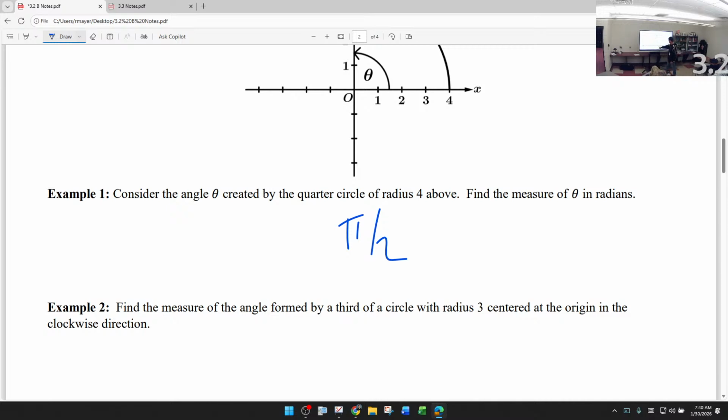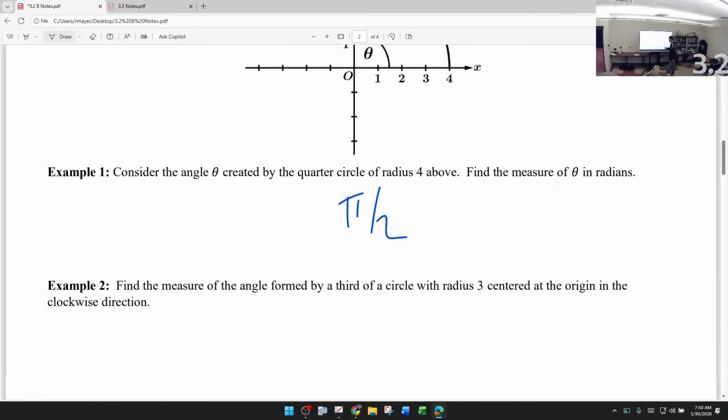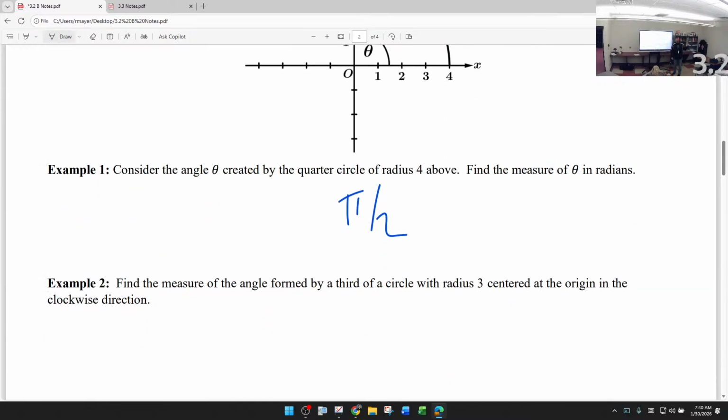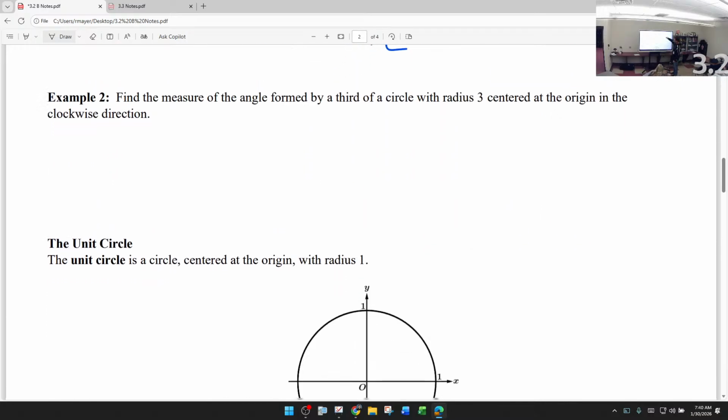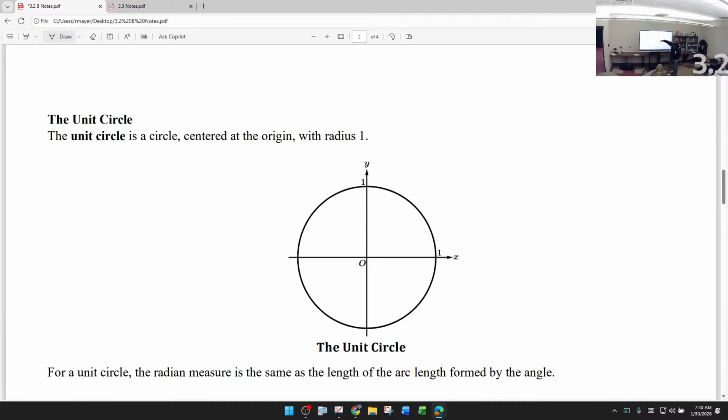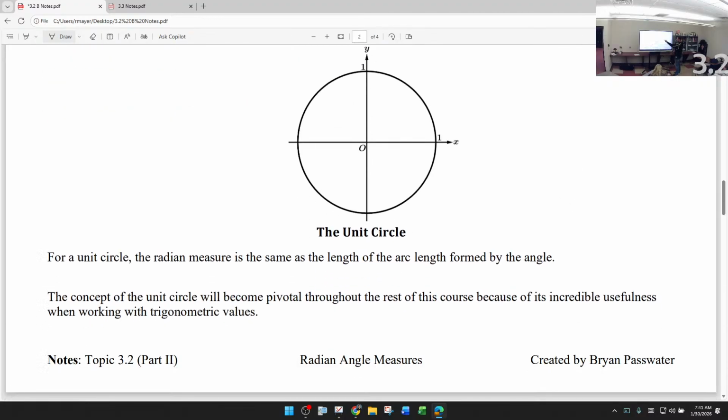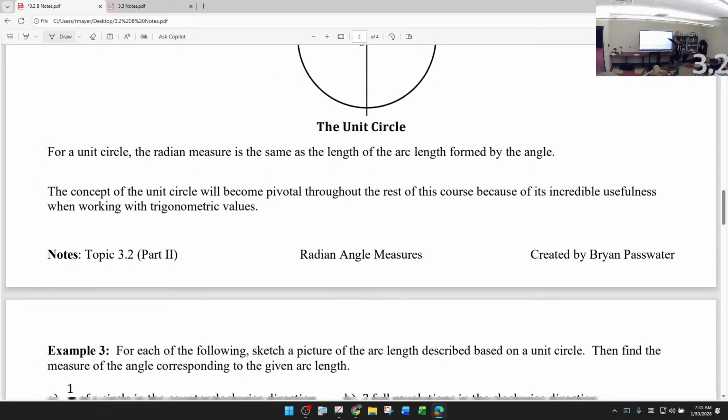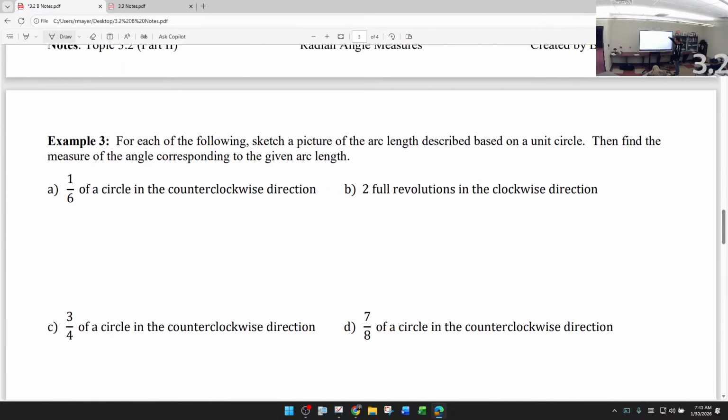Find the measure of the angle formed by a third of the circle with radius of 3. See, that's not even... Everything's going to have a radius of 1, unless it doesn't. And the unit circle is what he's talking about now. So there's the unit circle. X squared plus y squared is 1. The unit circle, the concept.